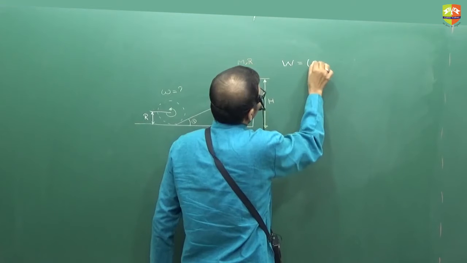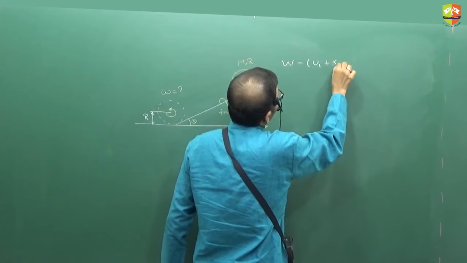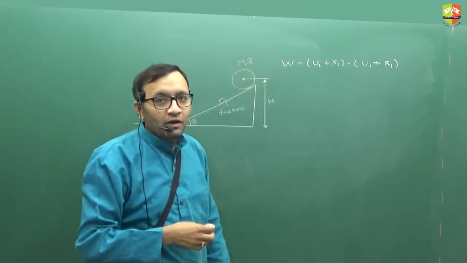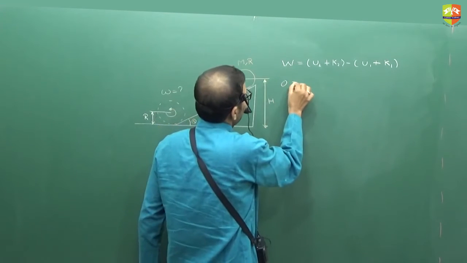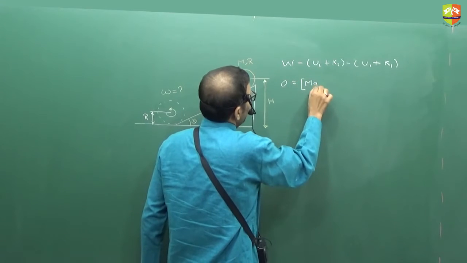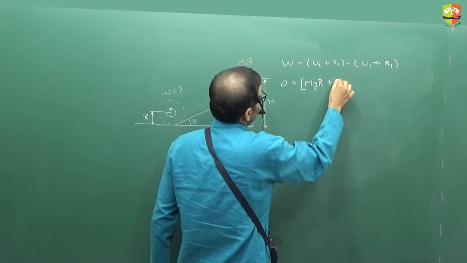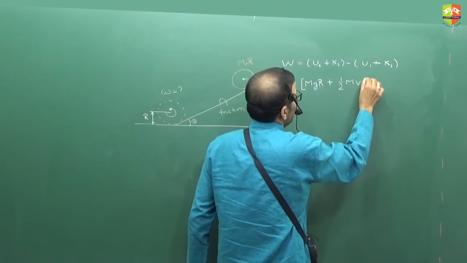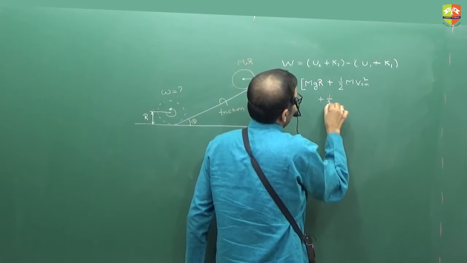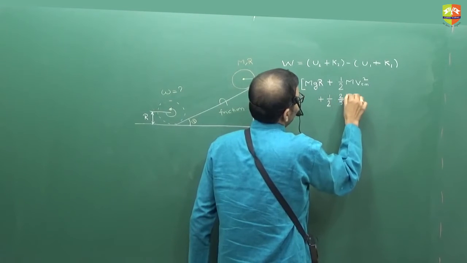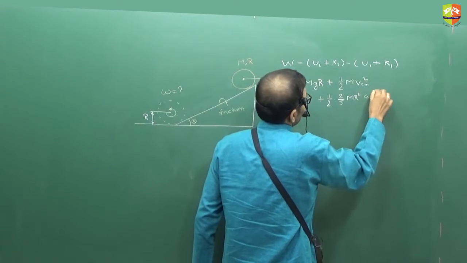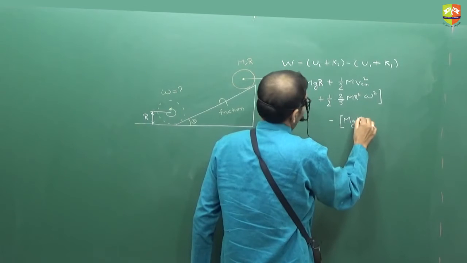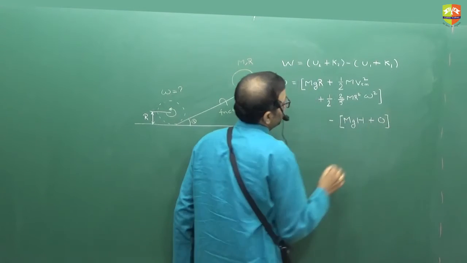So W is equal to U2 plus K2. This is the expression. W is 0. U2 is what? mgr plus K2. K2 is half m v_cm square plus half I omega square, minus mgh plus 0. Did you get this?